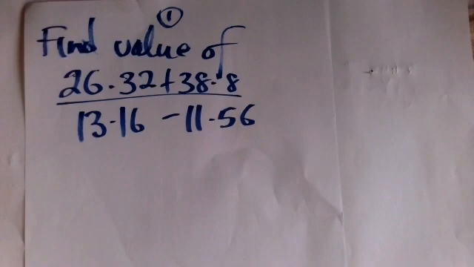I'm Mr. Bennett. Today we're looking at some questions. I want you guys to attempt them as usual, so go ahead and do it. It says find the value of 26.32 plus 38.8 divided by 13.16 minus 11.56.